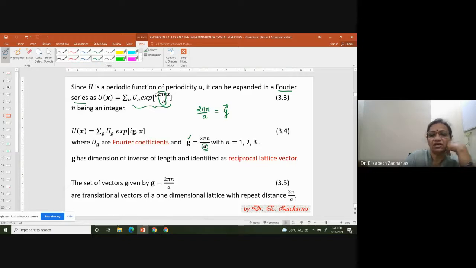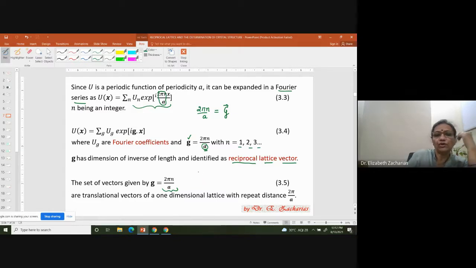Now this G has the name reciprocal lattice vector. A, B, C were called the space lattice vectors. Similarly, you can talk of G, which is the reciprocal lattice vector, the gap between any two adjacent points in the reciprocal space. So that's your G. Now from here itself, you are able to see there is an n coming there. So n can take values 1, 2, 3, etc. So you will get a set of vectors for different values of n.